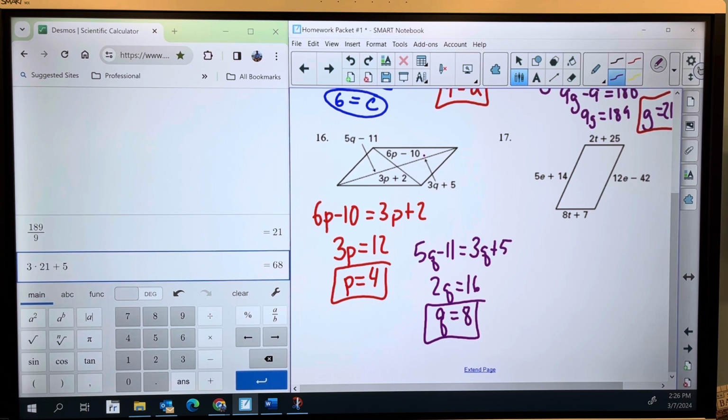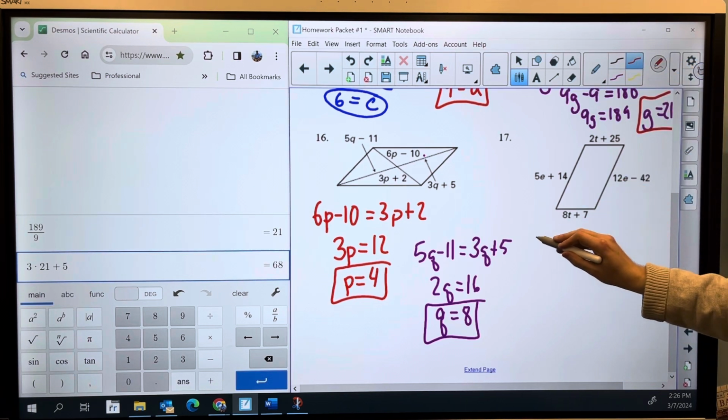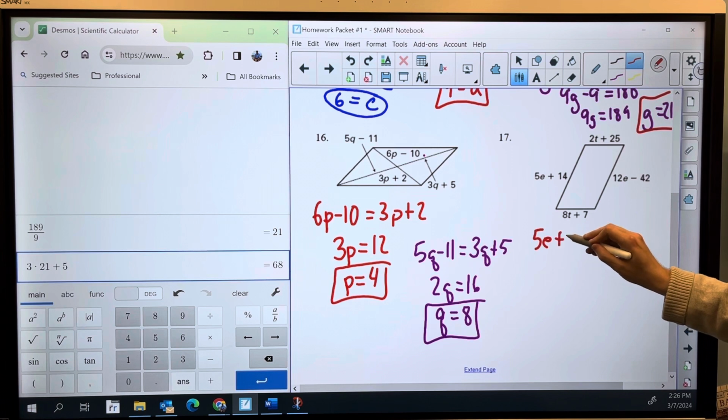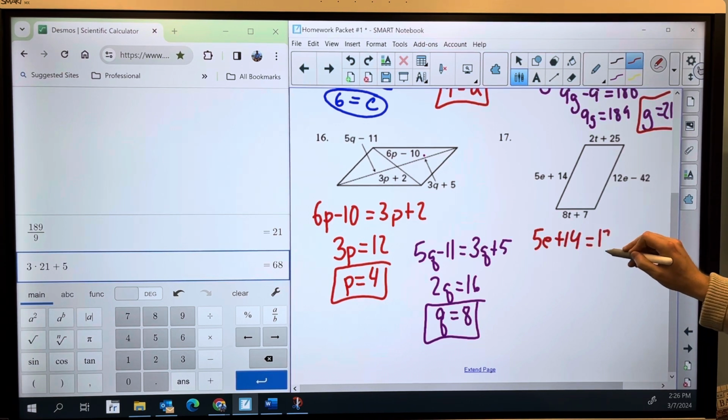And then finally, for the last one, we've got opposite sides. The letters line up nicely, so I'm going to go ahead and I can just solve these. We've got 5e plus 14 equals 12e minus 42.